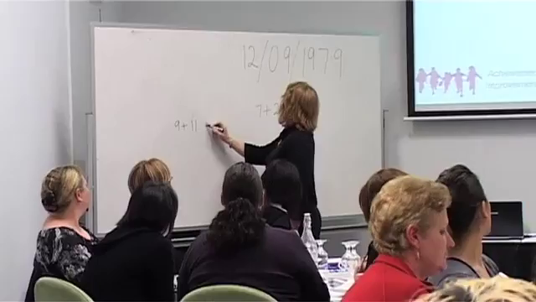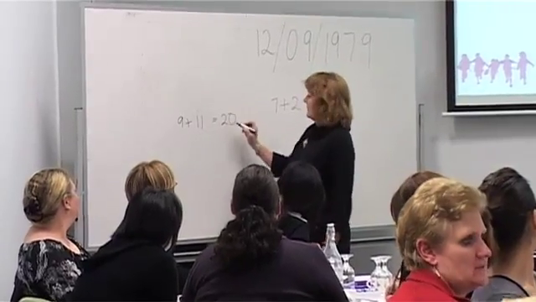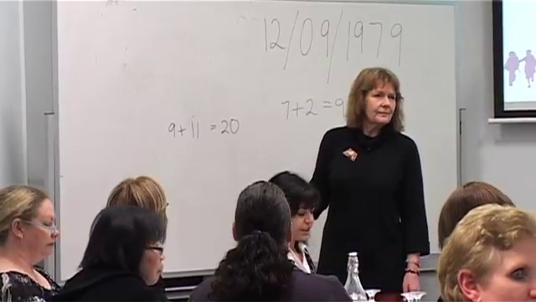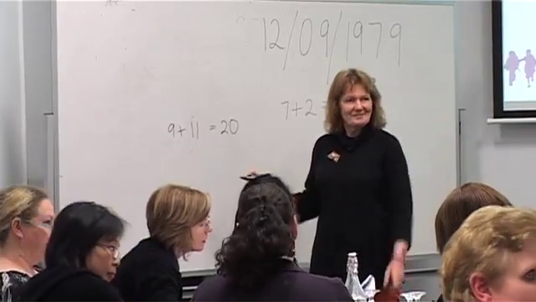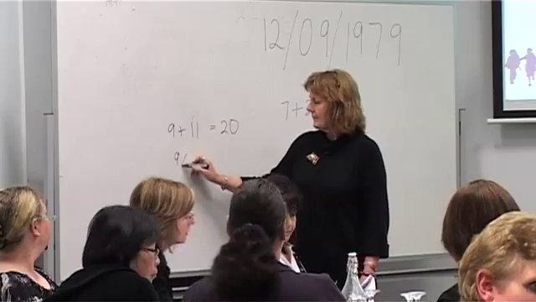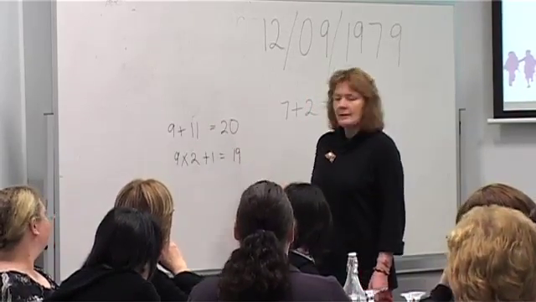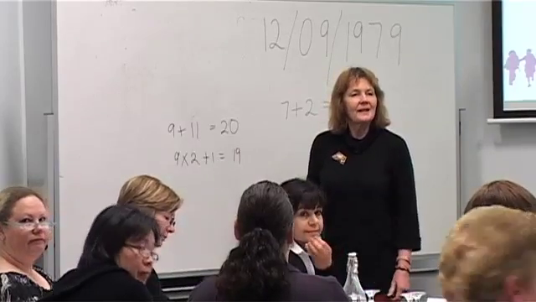9 plus 11 equals 20. Yep. Okay. Who's got a multiplication one? Yep, the guy here. 9 times 2 plus 1 equals 19. Yep. What have you got?